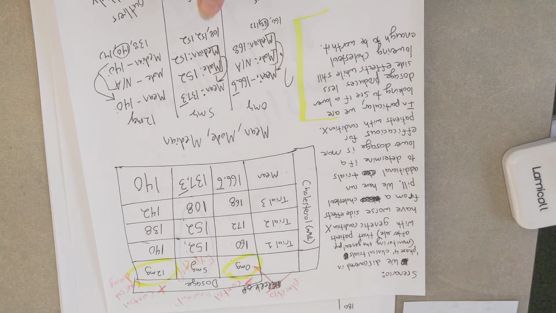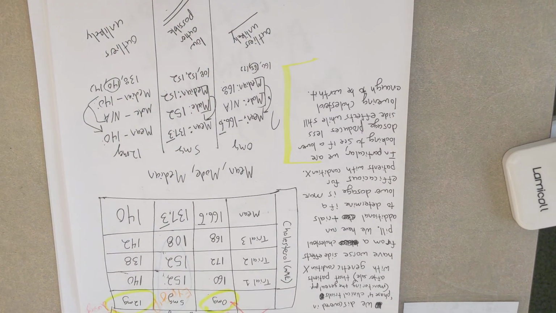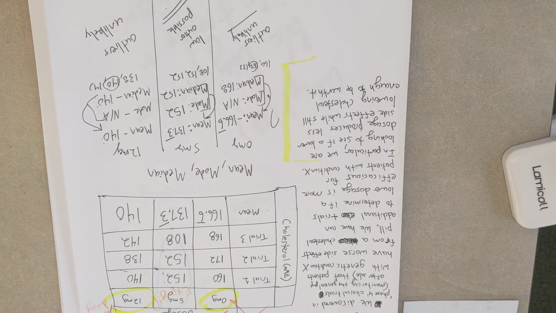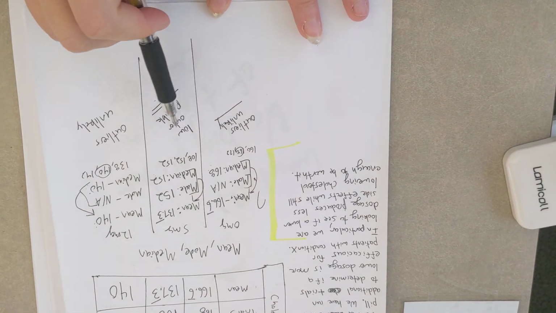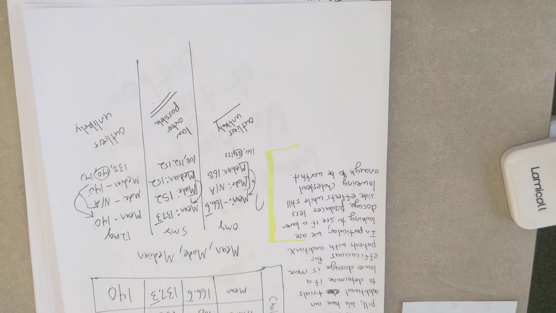Now, before I do any further graphing, what I'm going to do now is figure out if this group has an outlier like I suspect.